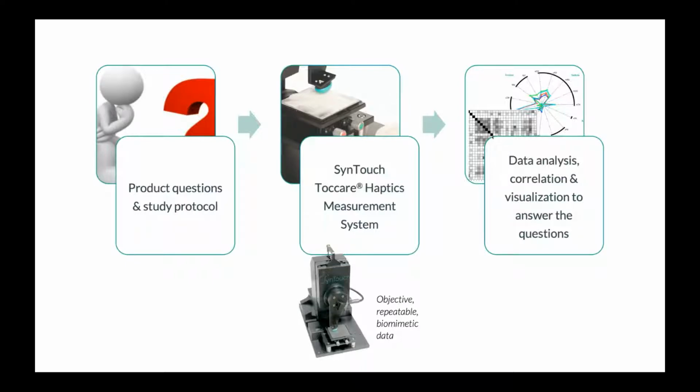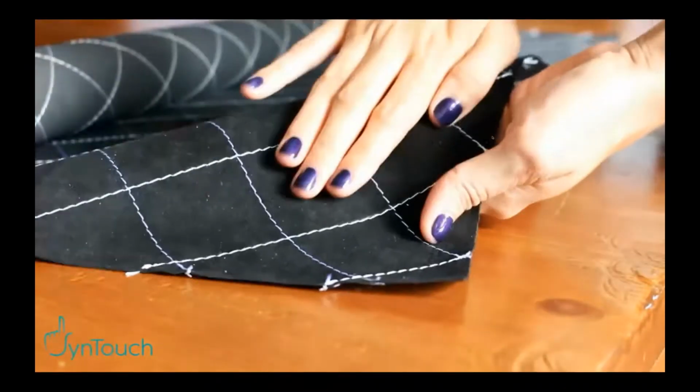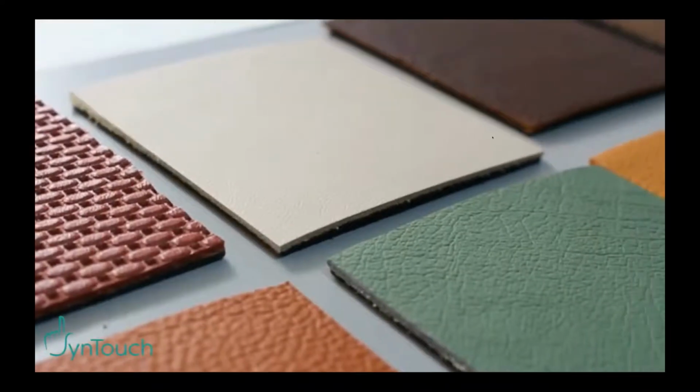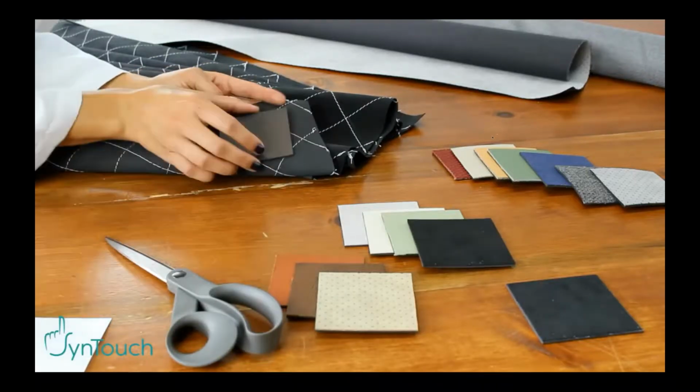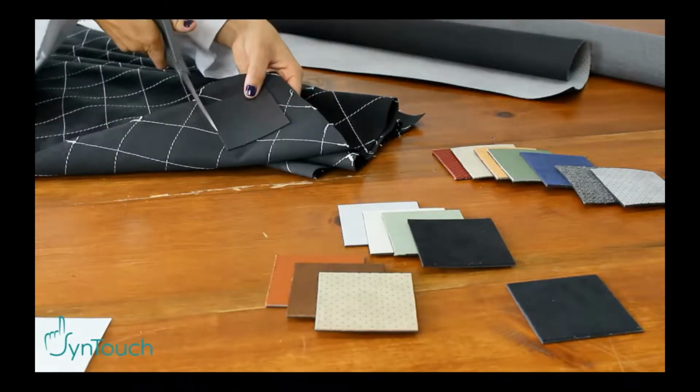And that's what we want to be able to do. I have a small video here that's going to play, and we can see just a SynTouch technician taking us through a testing of an automotive material. Here we have a knitted diamond pattern fabric.